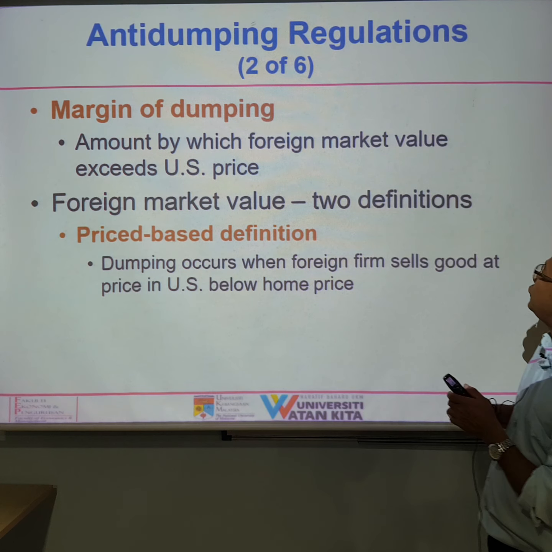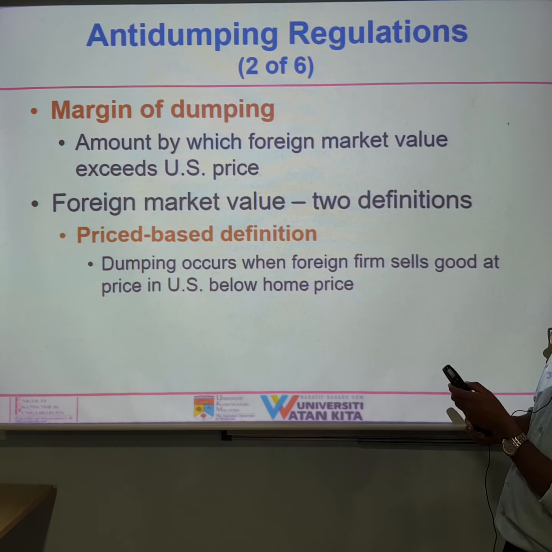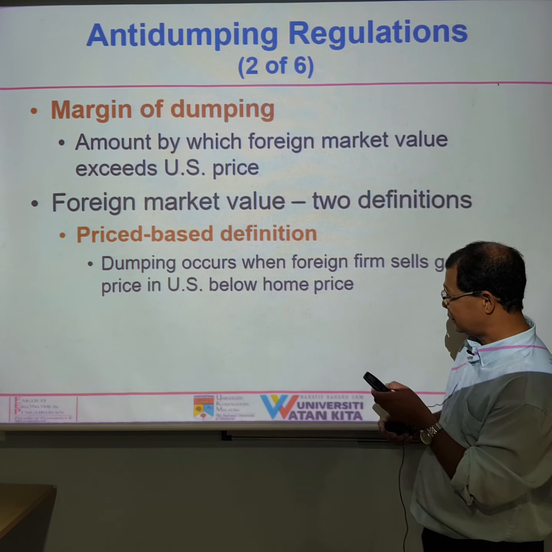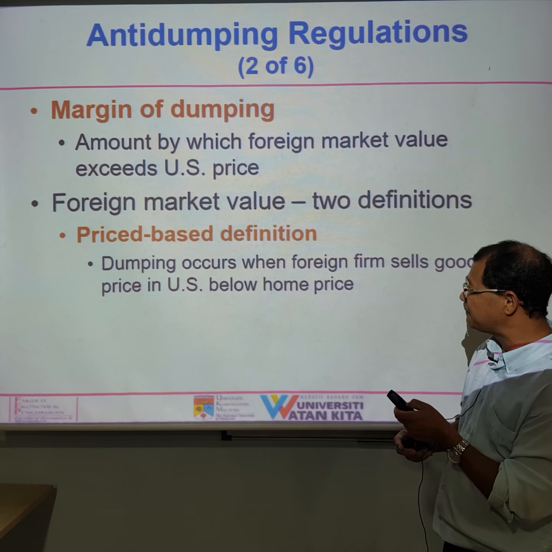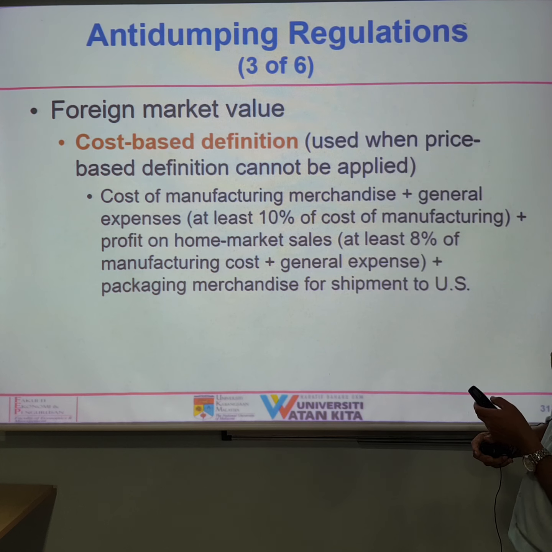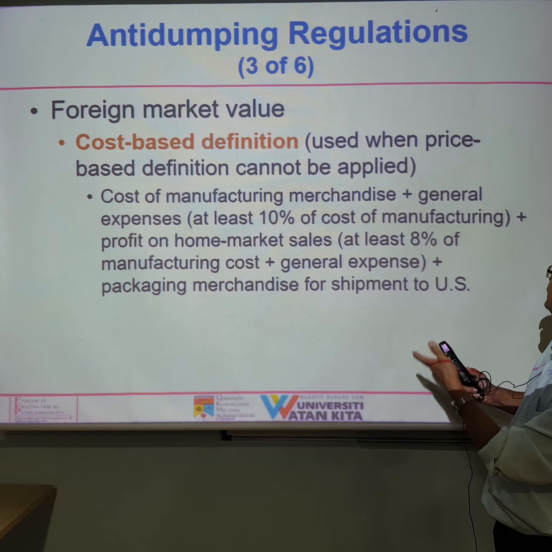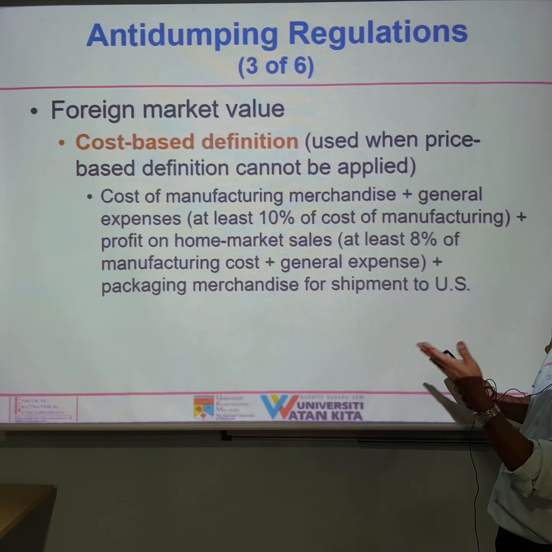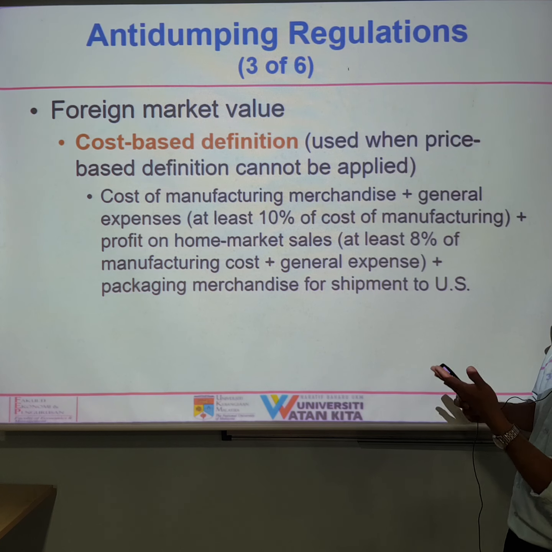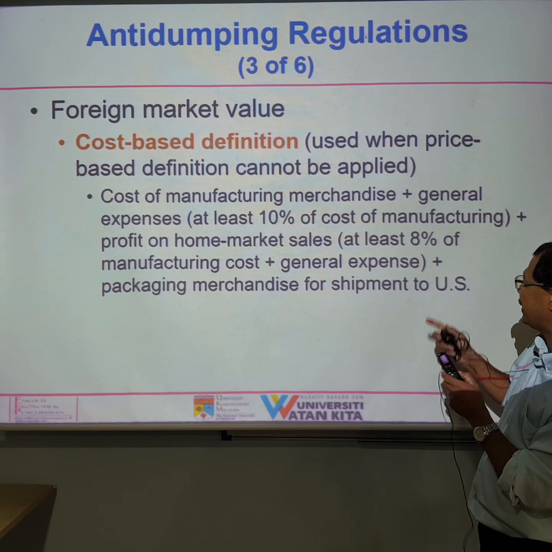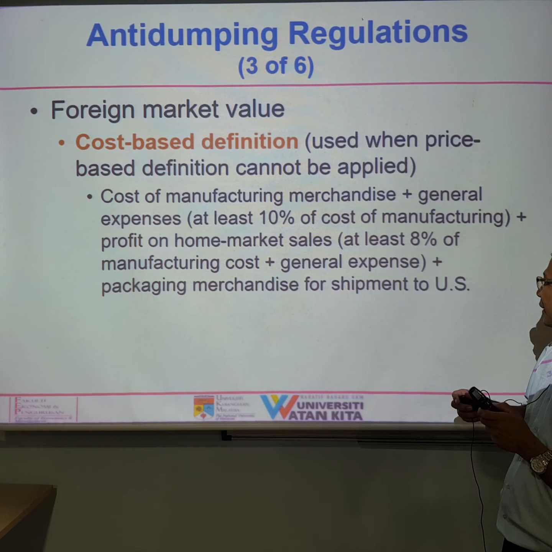Foreign market value has two definitions. Price-based dumping occurs when foreign firms sell goods at a price in the US below their home price. Or the cost-based definition, used when the price-based definition cannot be applied: cost of manufacturing the merchandise plus general expenses, at least 10% of the cost of manufacturing, plus profit on home market sales, at least 8% of manufacturing cost, plus packaging and shipment to the United States.